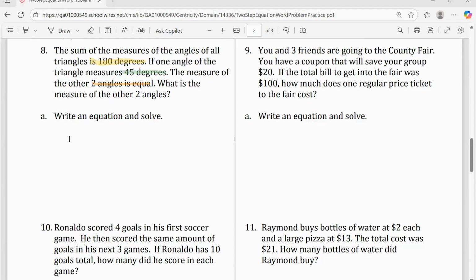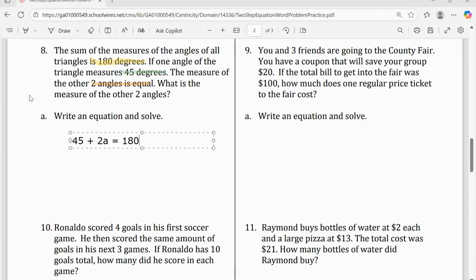So we start off with 45. Now it says two angles are equal, right? So we're going to make that 2A, and we're going to use A for angles. We're going to put that equal to 180. I hope that one made sense. Like I said, that's just incorporating a little bit of geometry and understanding the verbiage or the terminology.